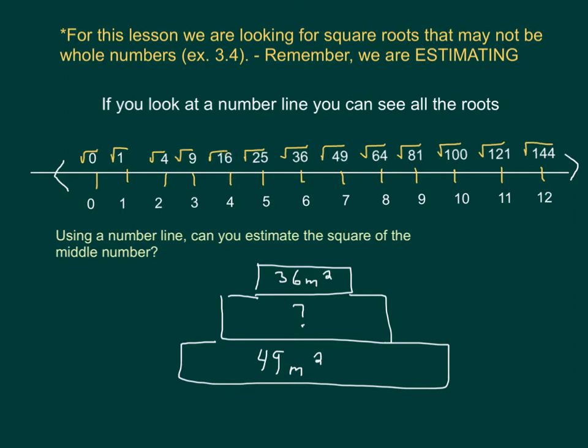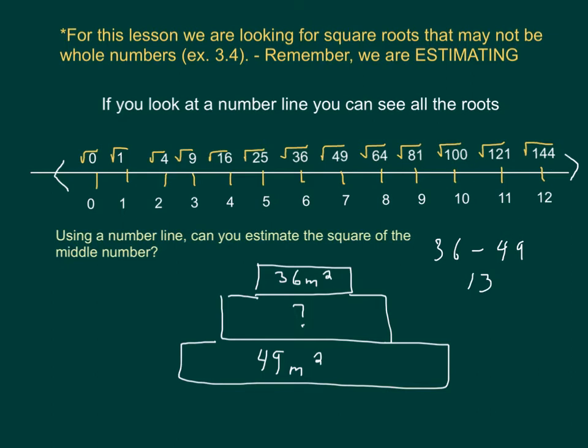So my first question to you is, using this number line here, can you estimate the square of the middle number? What number would go in between here? It's exactly in between. What we're going to do is look, we have 36 and 49, so we know the number has to be in between 36 and 49. How do we find that number? We have to figure out how many numbers are in between. If we were to count 37, 38, 39, 40, 41, and so on, we'd find that there are 13 numbers in between them.